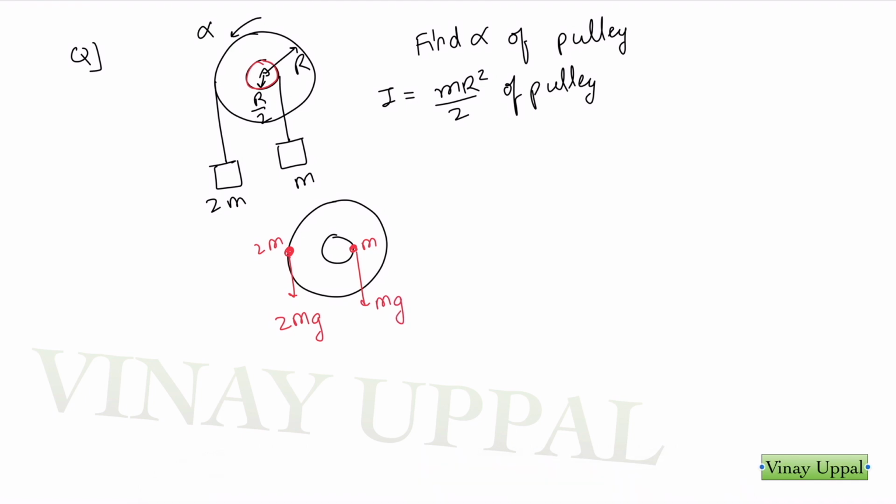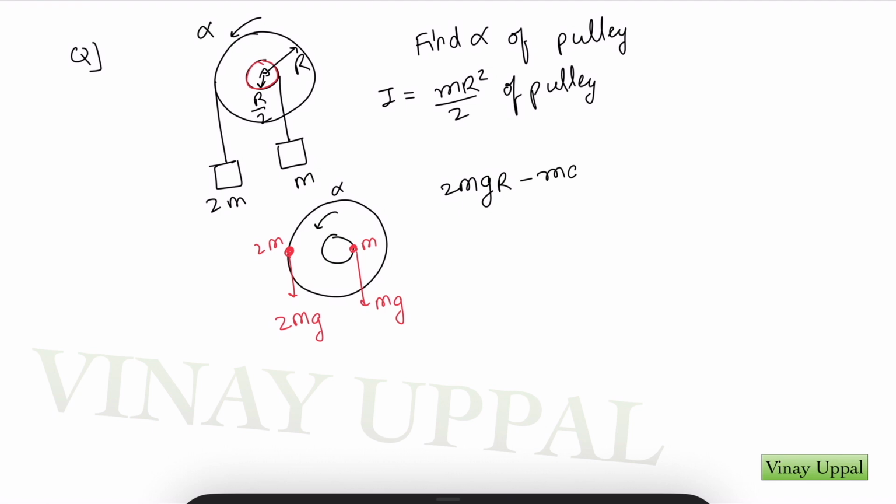And now I can write my torque equation. In the anticlockwise sense, I can write 2mg times r about the hinge minus mg times r by 2. The distance of m is r by 2 from the hinge. This net torque in the anticlockwise sense should be equal to I alpha, where the I for the pulley is given to us as mr square by 2.